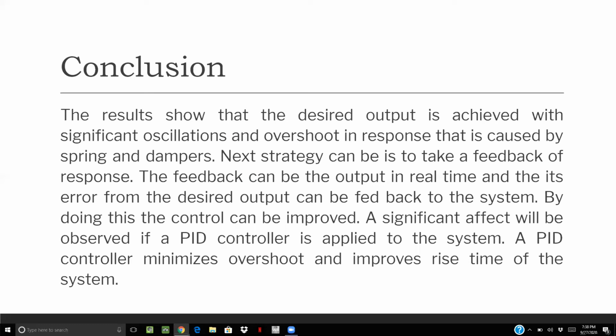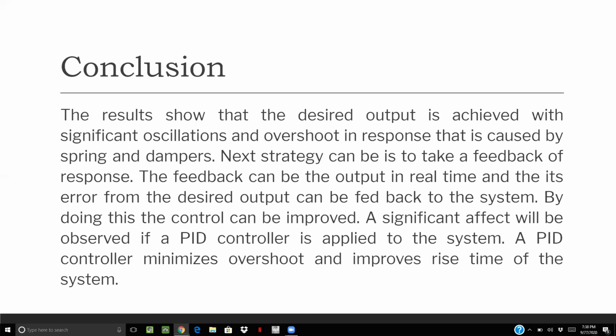The results show that the desired output is achieved with significant oscillations and overshoot as a response that is caused by springs and dampers. The next strategy can be to take a feedback of the response. The feedback can be the output in real time, and the error from the desired output can be fed back into the system. By doing this, the control can be improved.